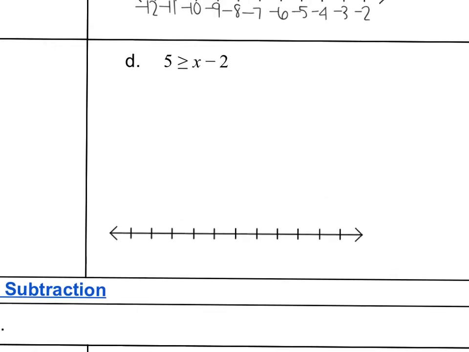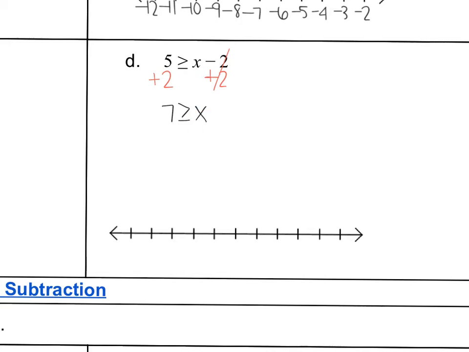Let's solve it and then we'll deal with that. So to solve it, I need to get rid of the minus 2. I'll do that by adding 2 to both sides. So I'll add 2 on both sides, and I'll get 7 greater than or equal to x. Now, I don't like this because I mentioned in 2.1 we always want our variable to come first.